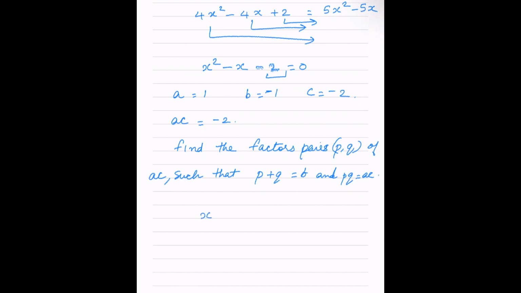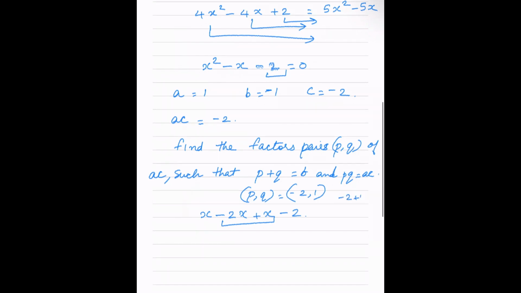It is going to be x square minus 2x plus x minus 2. So the minus x, that middle term, I am splitting like this. I know that the factor pair P, Q is minus 2, 1, because minus 2 plus 1 gives me minus 1, and minus 2 into 1 gives me minus 2. So minus 2 plus 1 is nothing but B, and minus 2 into 1 is nothing but AC.